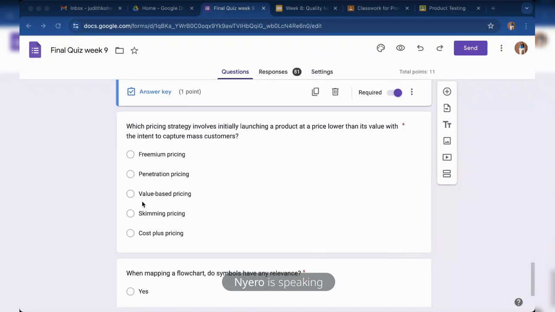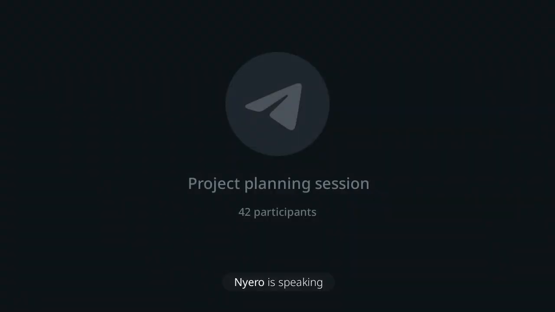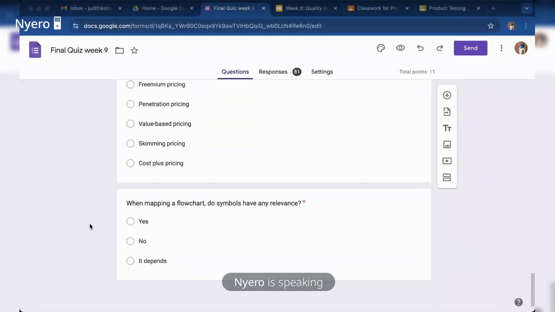Value-based pricing is pricing your products based on the value that your customers perceive your products to be valuable to them. And then scheme pricing and cost-plus pricing. These are all on the slides.